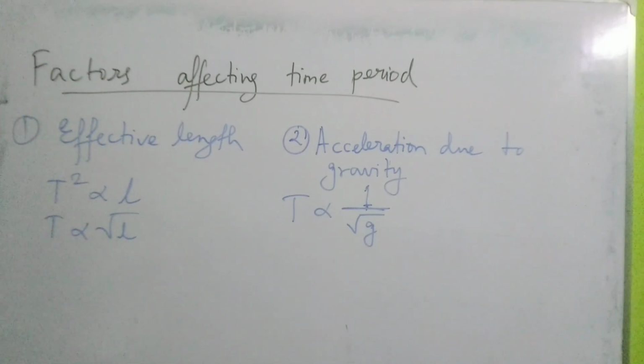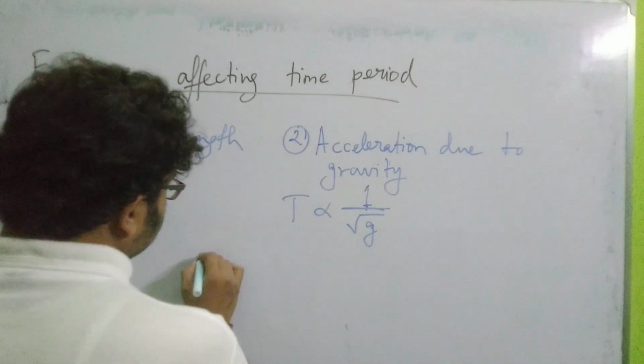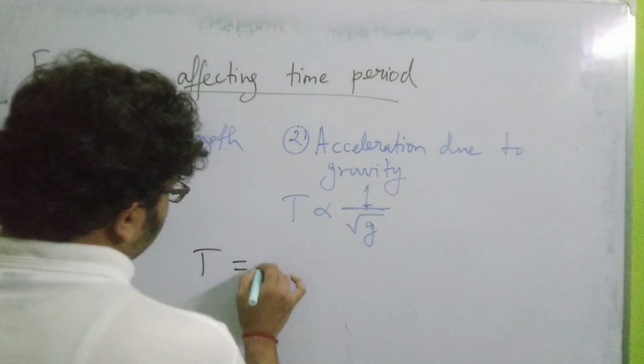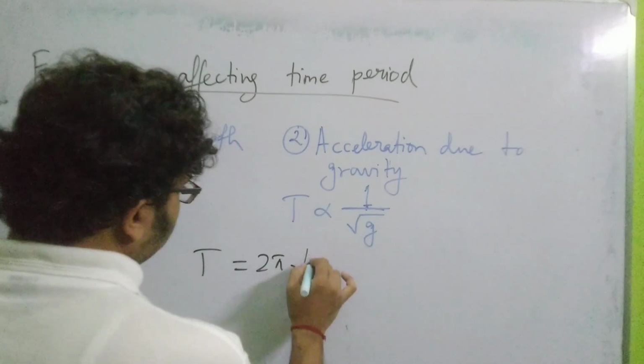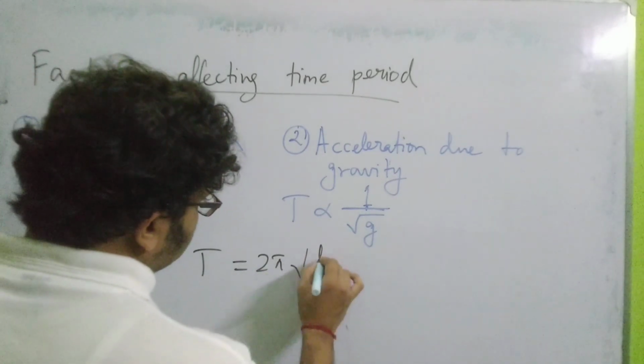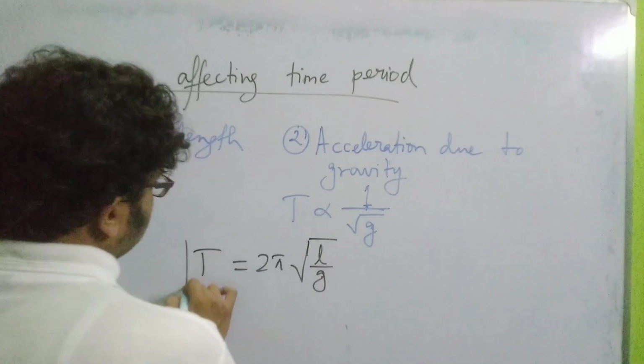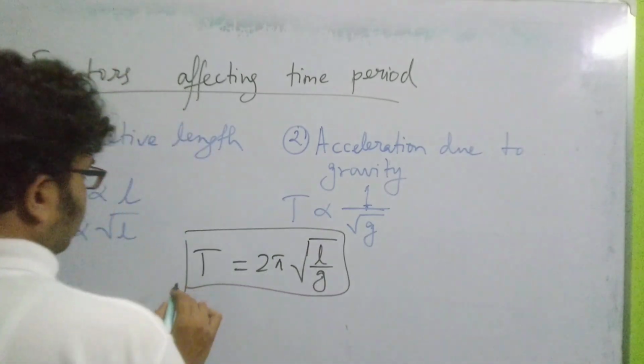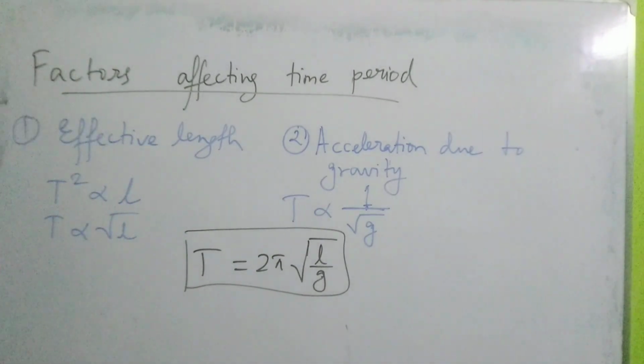So if I combine these two factors and place the constant value, we get the formula for the time period as T equals 2 pi root under L by g. This is the formula for the time period of the simple pendulum.